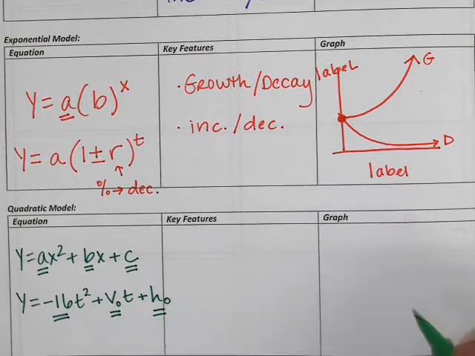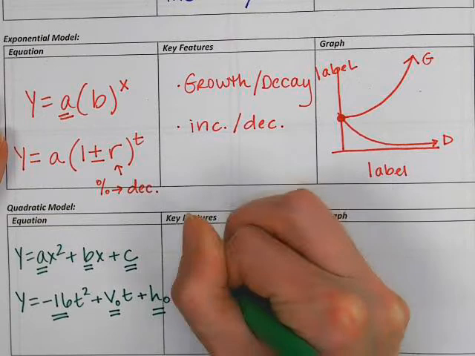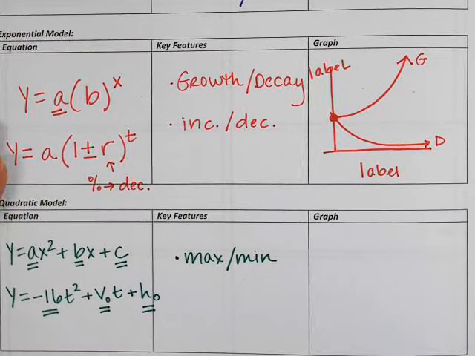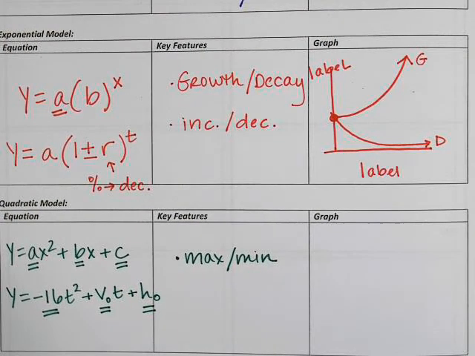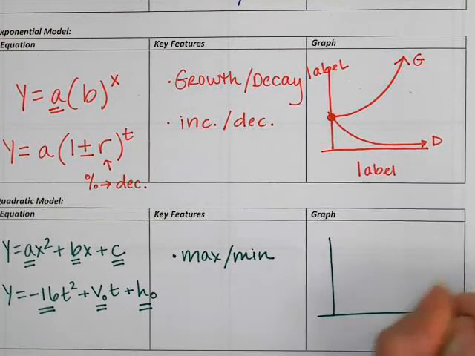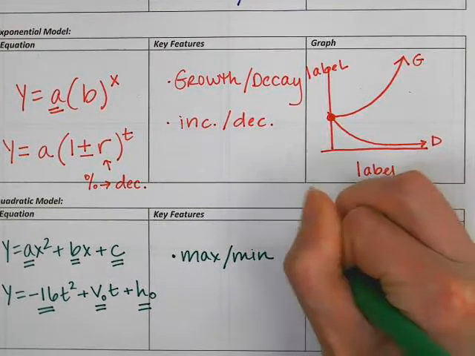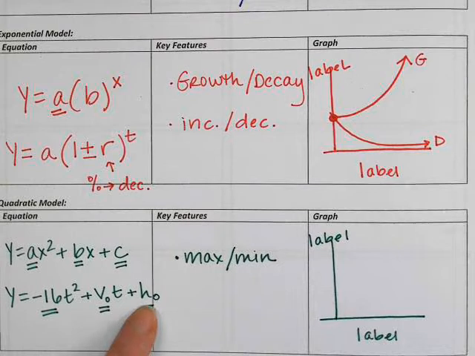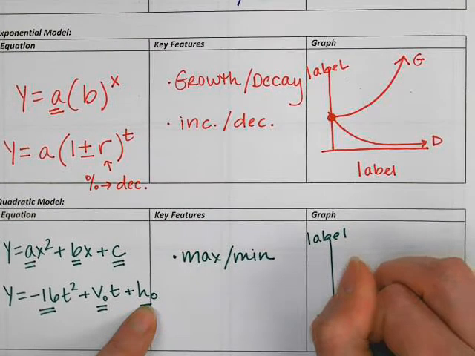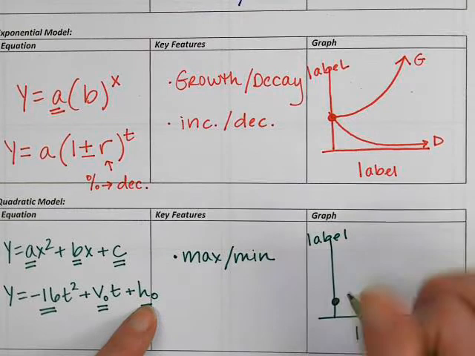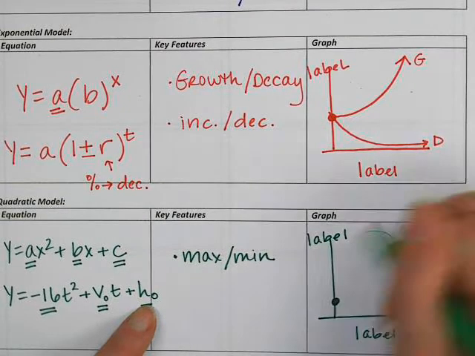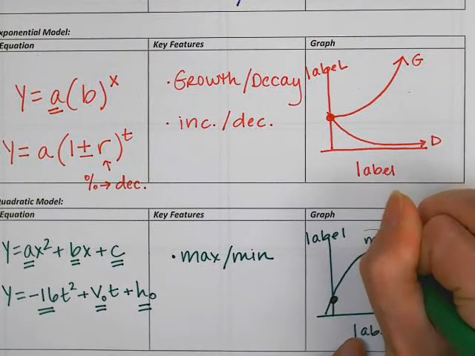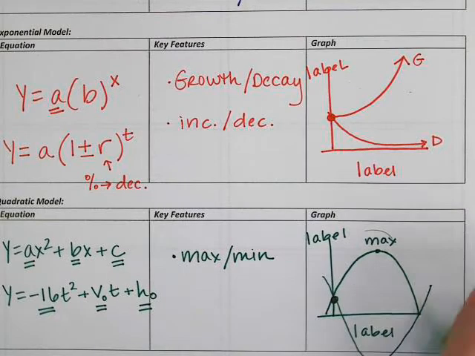And then the key features on the graph, all we need is if the vertex is a max or a min. You don't have to worry about anything else for these graphs. All right, same thing. When you graph these, we're going to have two axes, the x and y, and you're going to label them both. And then you're going to need the starting value c, wherever that is. And then you're just going to have to show if the vertex is a max or a min. So, for example, if it was a max, it would be going up like that. And if it was a min, it would be going down like that.